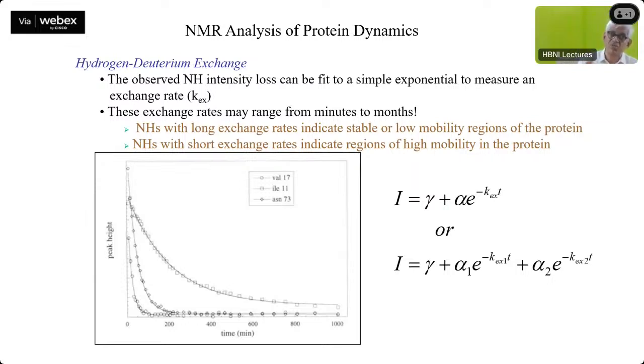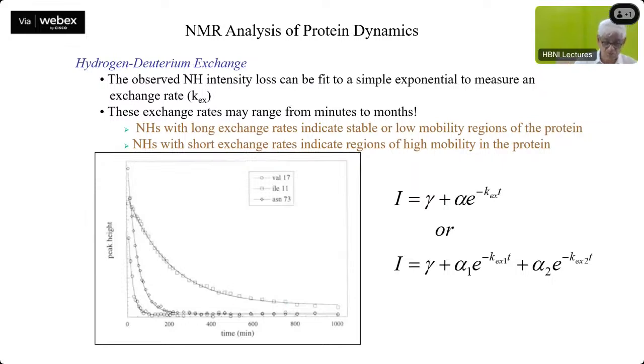Then you have to record HSQC spectra quite rapidly to be able to monitor these changes as a function of time. Now you see three particular residues have been taken here: valine 17, isoleucine 11, and asparagine 73 in a particular protein. It doesn't matter. The exchange rates may vary from minutes to months, and in BPTI it even goes to years. Some residues in the interior of the BPTI structure do not exchange at all. They are so stable, and these ones have very different exchange rates.